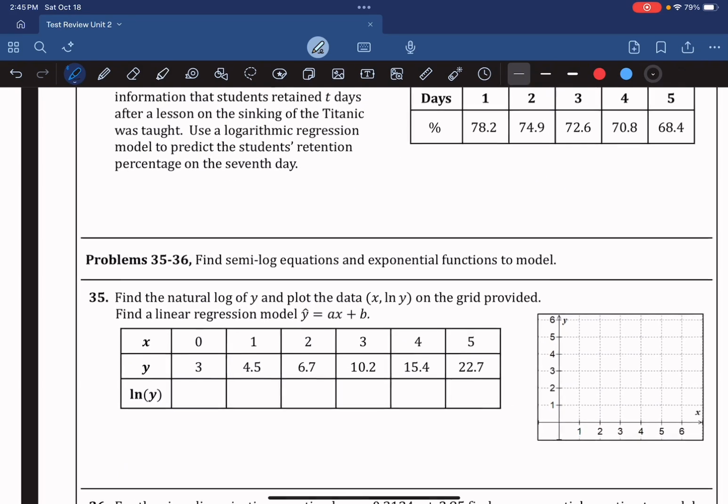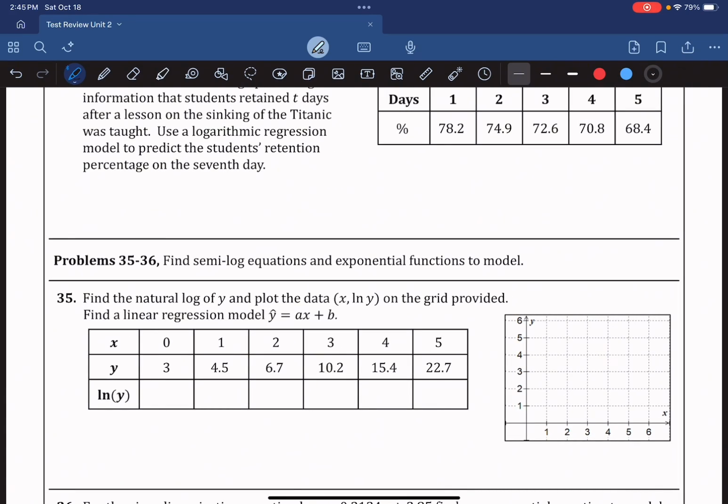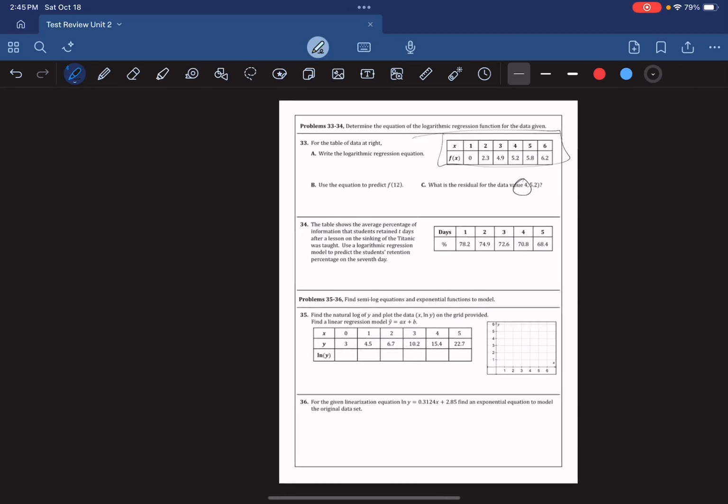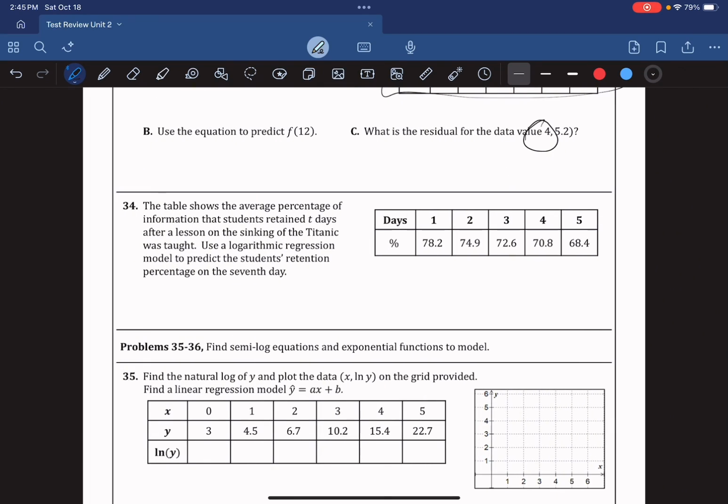Semi-log equations. Okay. You actually don't have to worry about semi-log, so I'm not going to go over that. But let's look at the other one. Okay, this one's logarithmic regression too, so don't worry about this one either. Actually, I do worry about it, but you know how to do it.